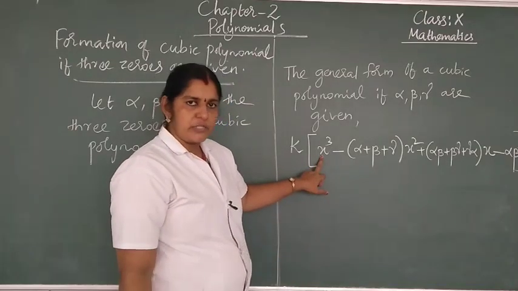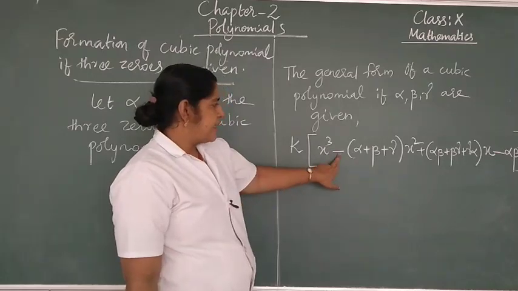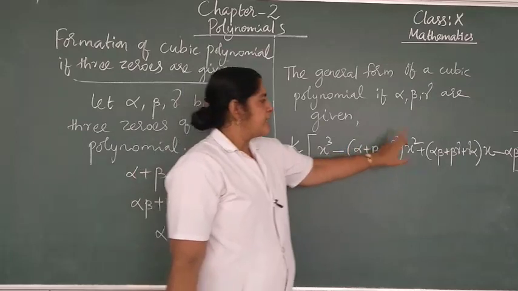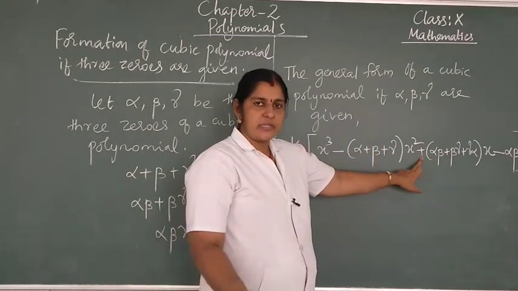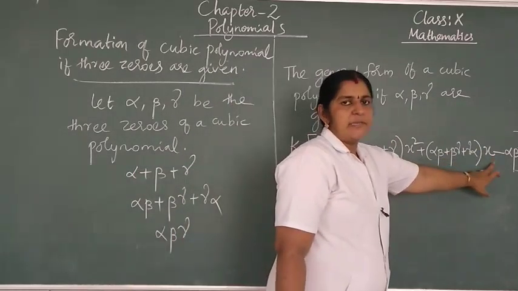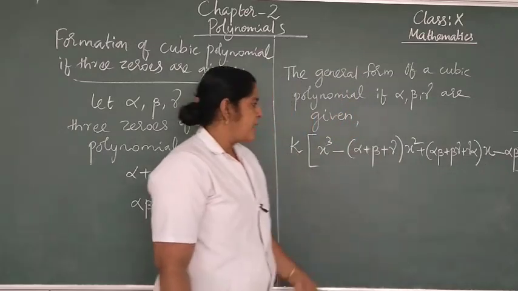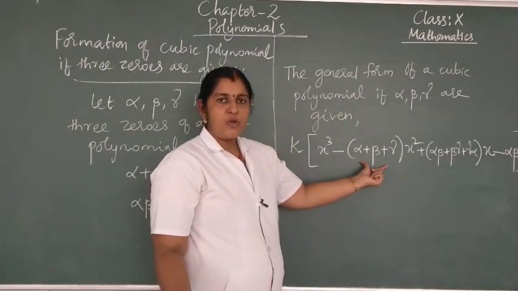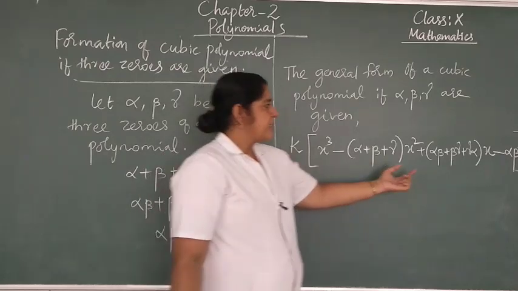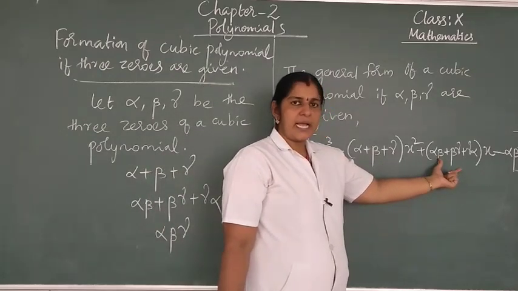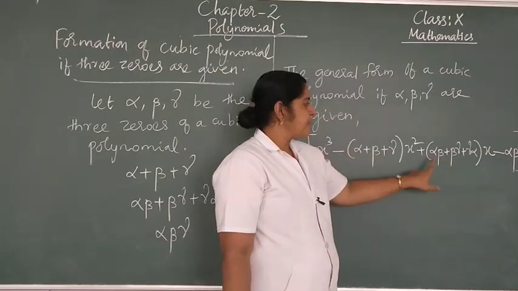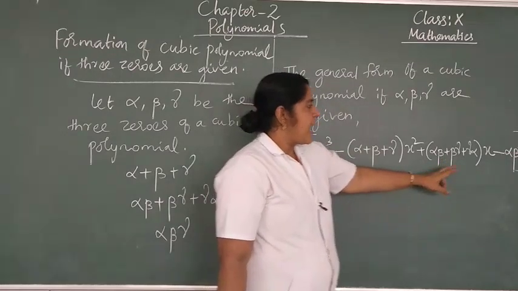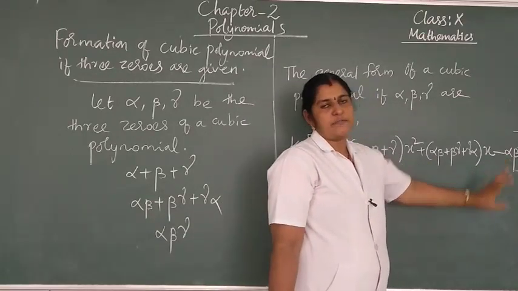First term is positive x cube, then it changes the sign, minus for the second term, then it is again positive for the third term, and the last term is again negative. Okay, and you can see alpha plus beta plus gamma is the sum of the roots. Then alpha beta plus beta gamma plus gamma alpha is the sum of the product of the roots taken two at a time, and the last one is the product of the zeros.